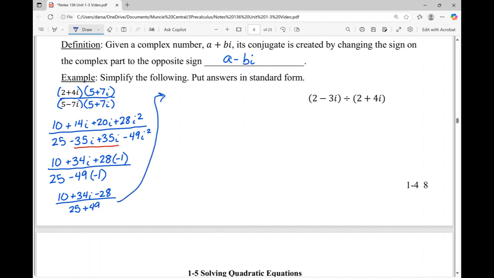Now, one more thing on the top, we'll collect like terms. That gives me -18 plus 34i. And on the bottom, we're going to get 74. Now, a lot of students want to stop here, but remember your answer must be in a plus bi form. And what did we do at the very beginning of this section? Is this standard form? It is not.